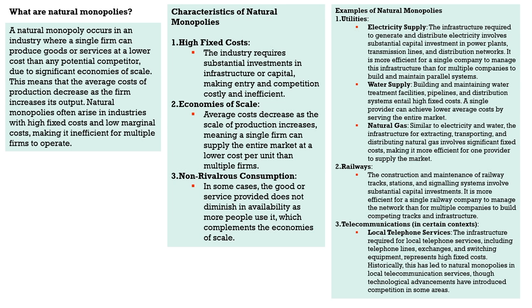Second is large economies of scale. The average costs decrease as the scale of production increases, which means that a single firm can supply the entire market at a lower cost per unit than multiple firms. Finally, non-rivalrous consumption. In some cases, the good or service provided does not diminish in availability as more people use it, which complements the economies of scale. I will elaborate upon this concept of non-rivalrous consumption when we come to the second part of this lesson on the public good, private good dichotomy. So, there are three major characteristics of natural monopolies which make them suitable for government intervention: high fixed costs, economies of scale, and non-rivalrous consumption.